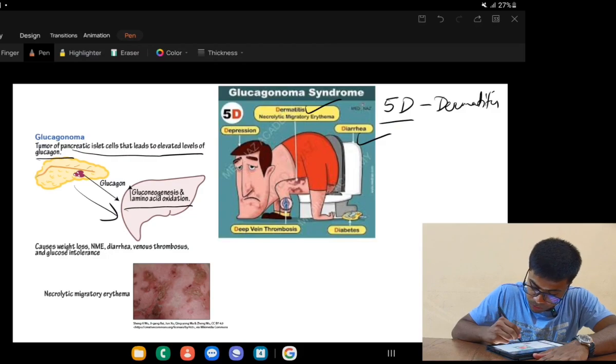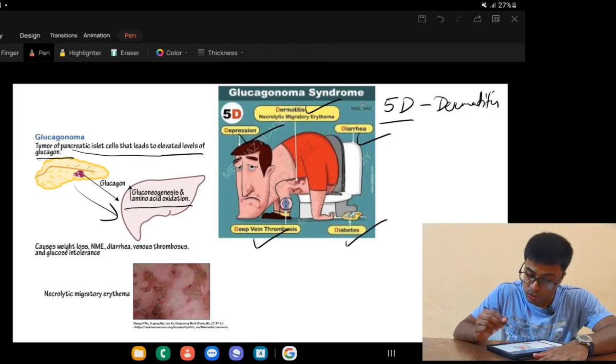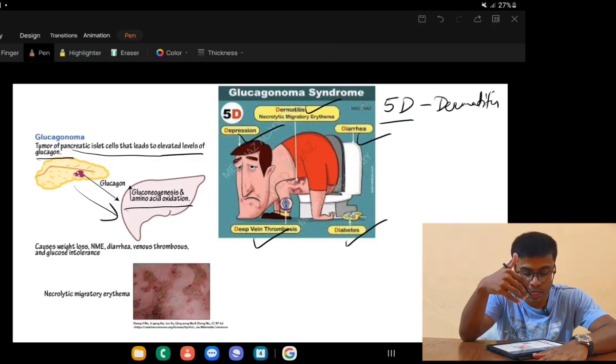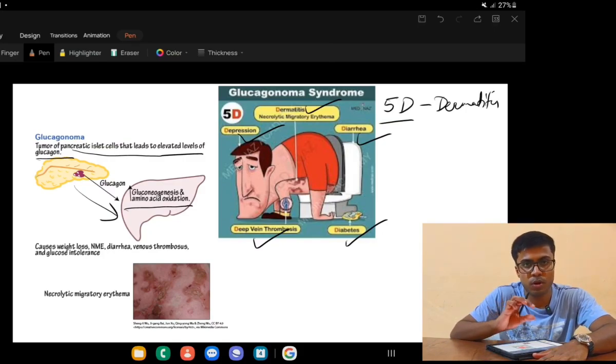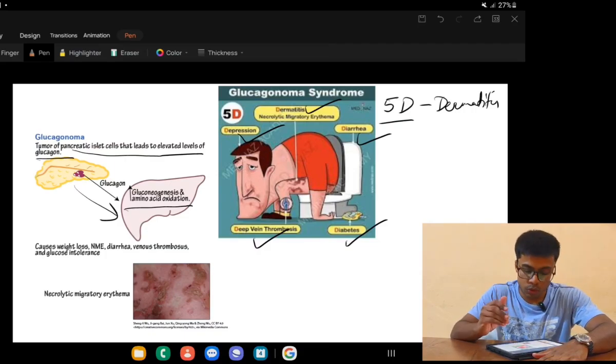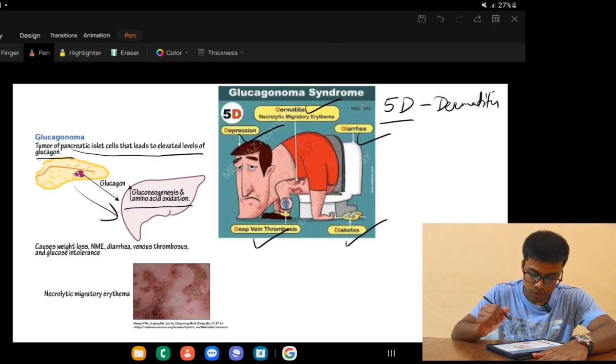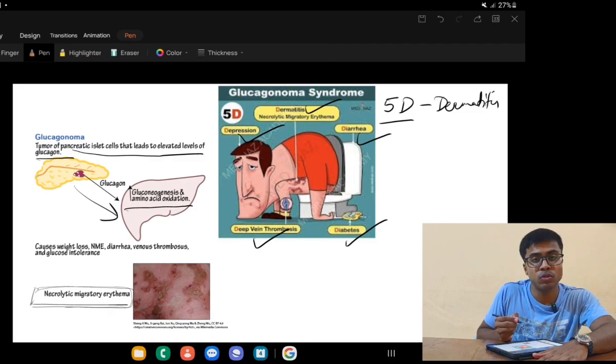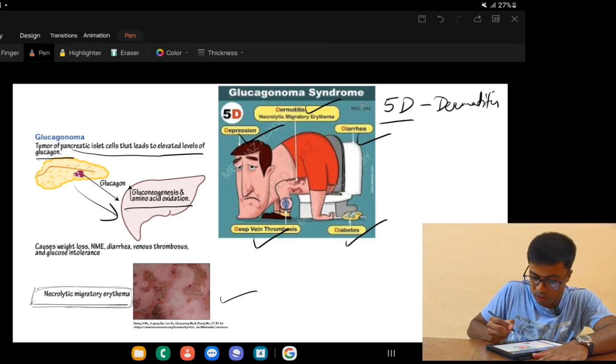Then we have diarrhea, then deep vein thrombosis, then diabetes and depression. These are the 5 Ds. There was a question related to glucagonoma and the 5 Ds. They gave different Ds, and one of the options was interchanged, and they asked which of these is not part of glucagonoma syndrome. Then it was necrolytic migratory erythema, which is also seen in glucagonoma syndrome.